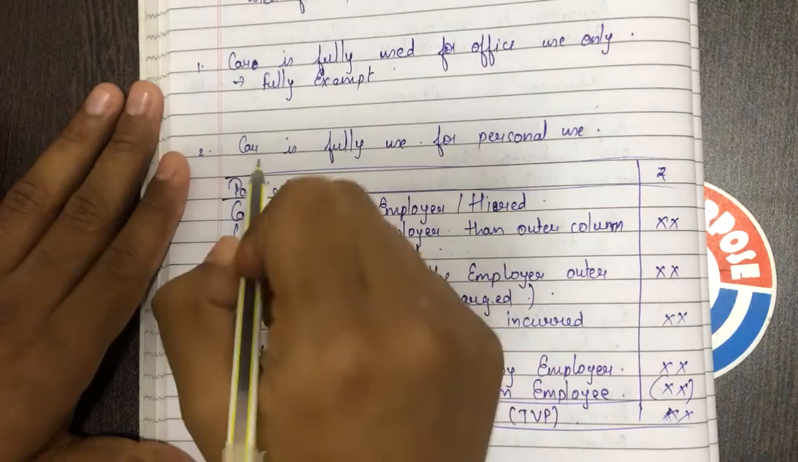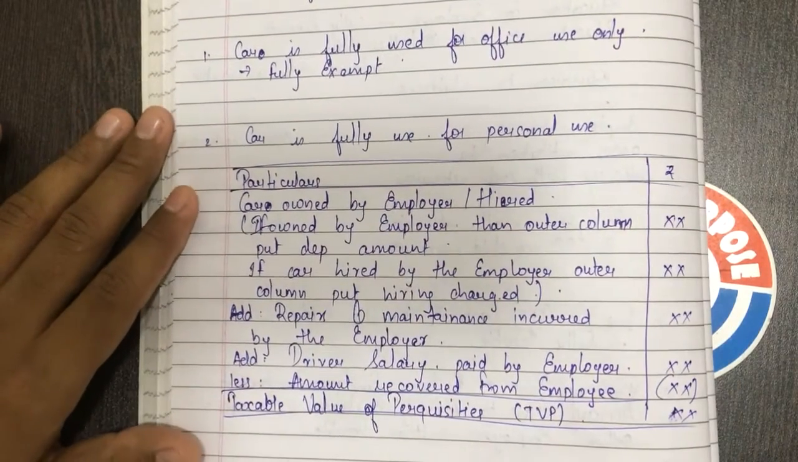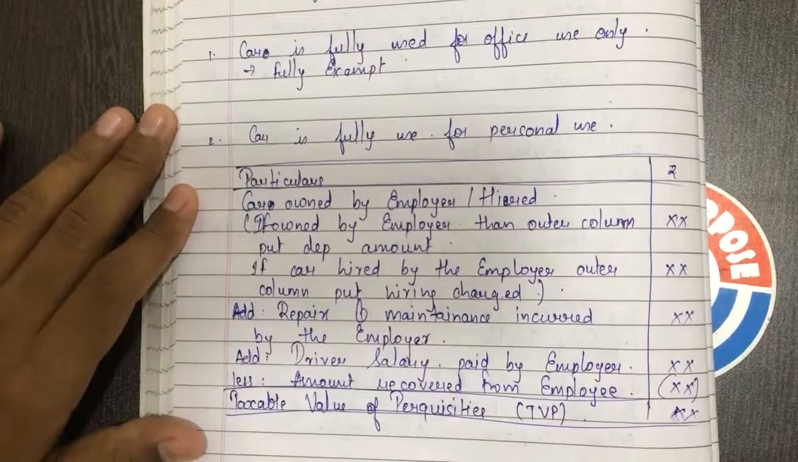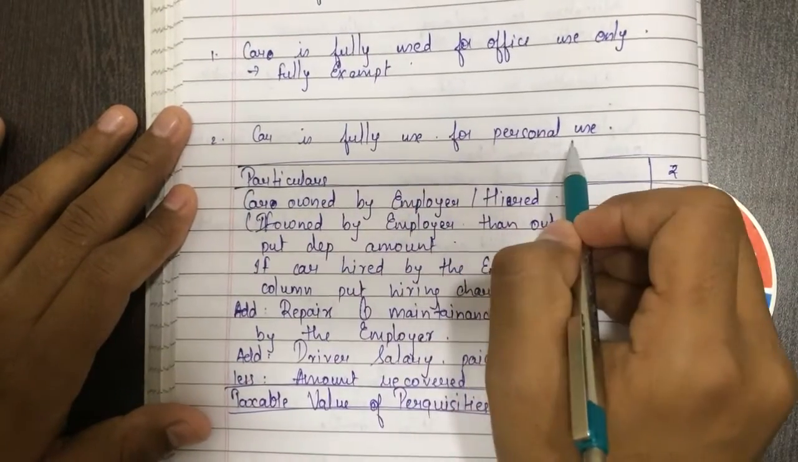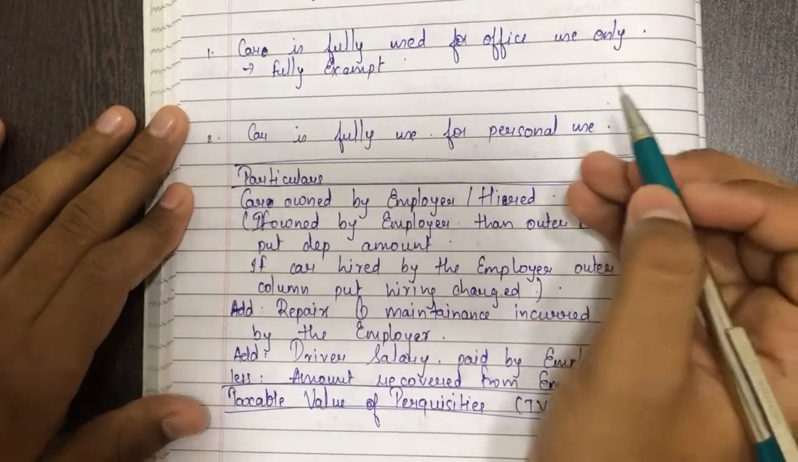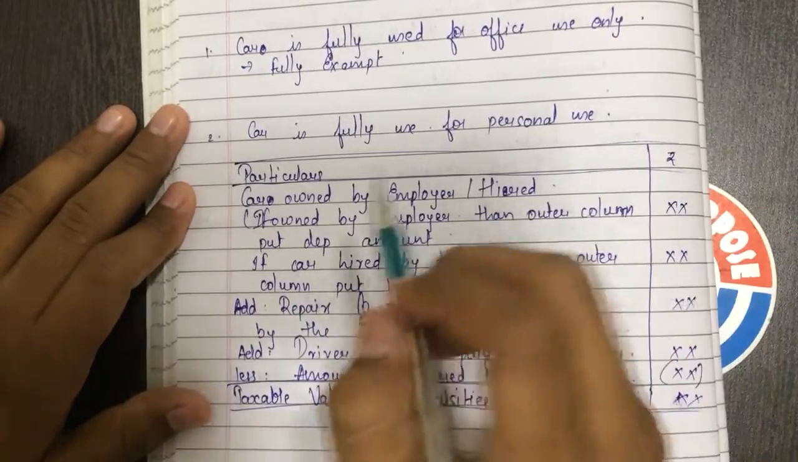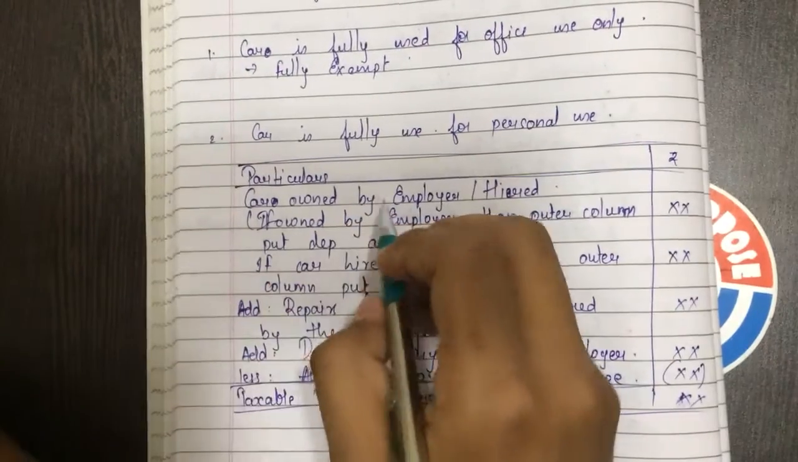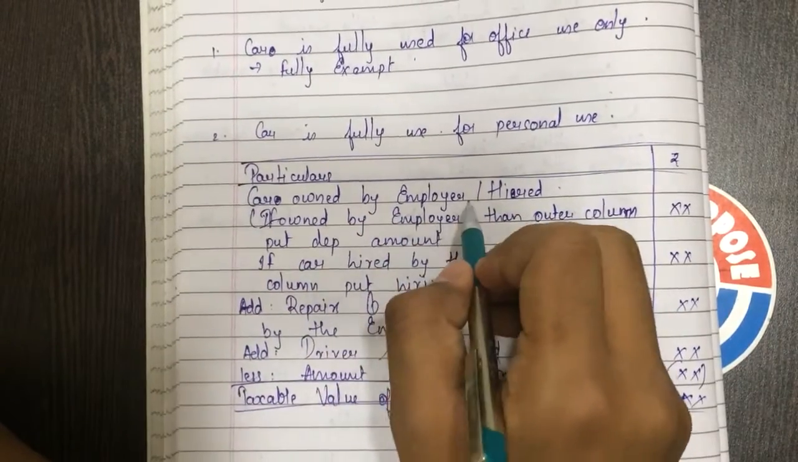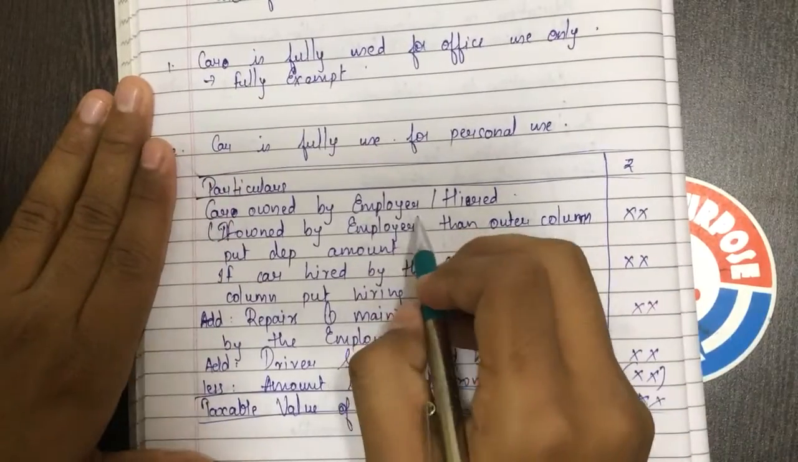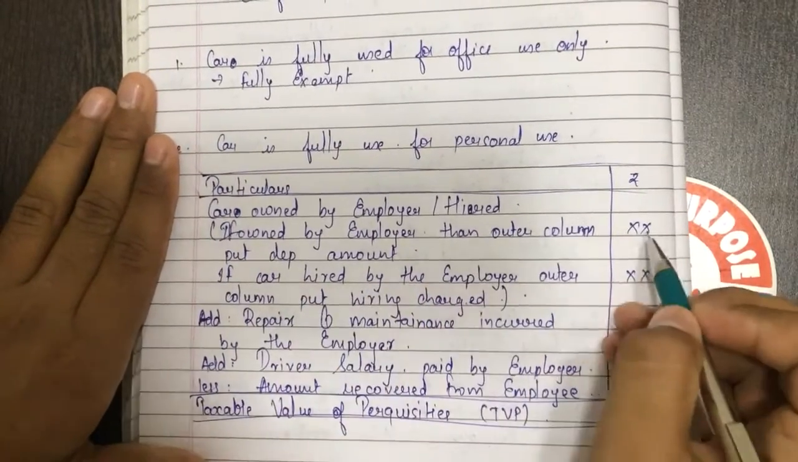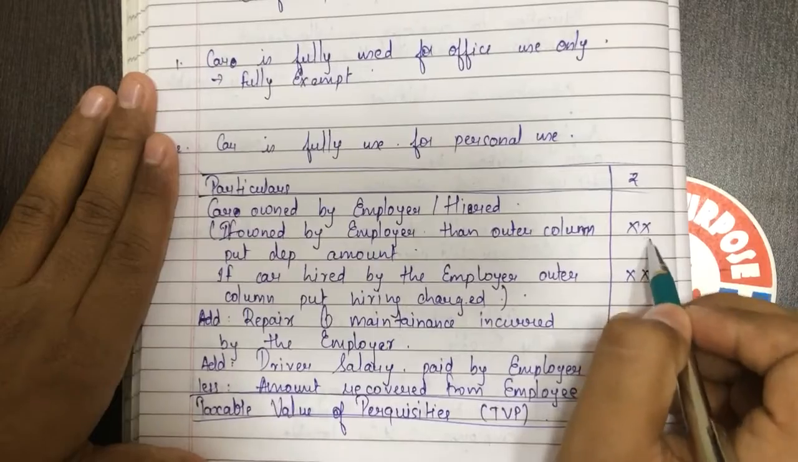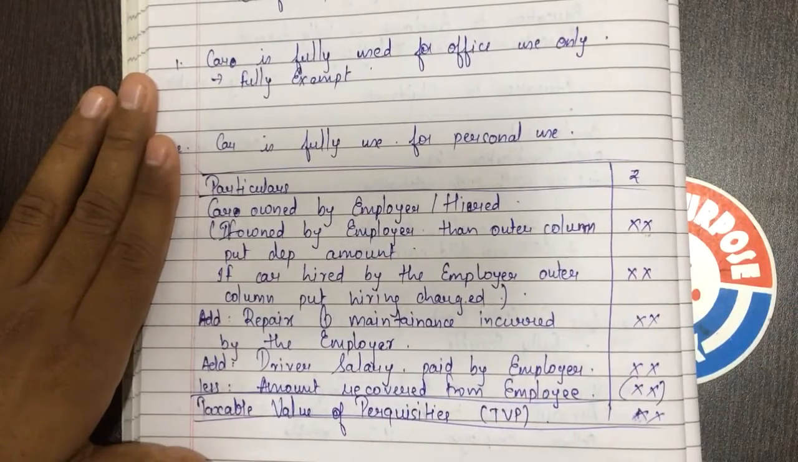Sorry, in the previous video I forgot to explain this. The explanation goes like this. If a car is fully used for personal use and it is provided by the employer to the employee, then first consider the car owned by the employee. If the car is owned by the employee, then the depreciation on the car will be coming here in the outer column.